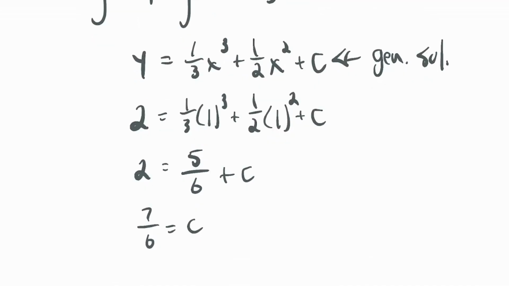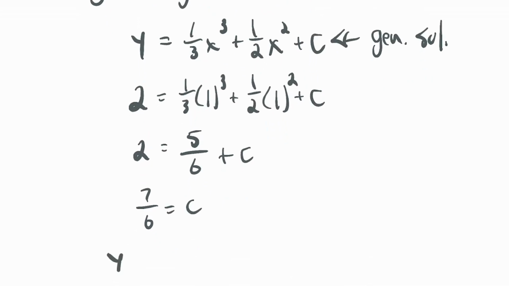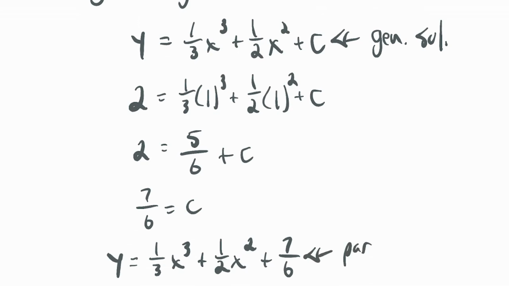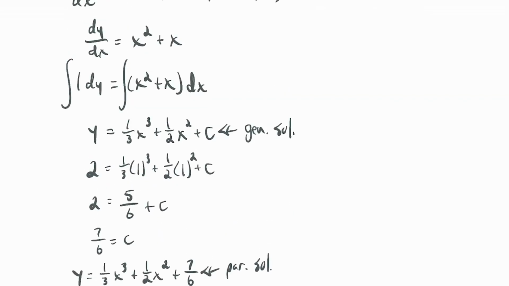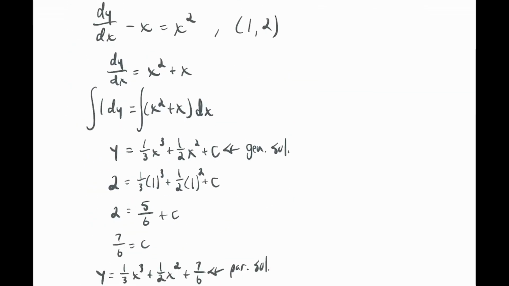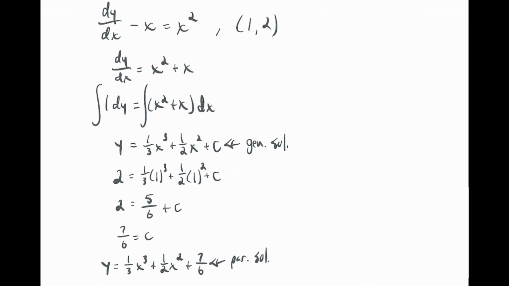Anyway, that means that my particular solution is y equals 1/3 x cubed plus 1/2 x squared plus 7/6. Okay, so there's my particular solution to the differential equation. So that is that example. This one was relatively simple, like the previous ones. In the next example, maybe the one after that, I haven't looked ahead just yet, soon we'll get to ones that are a little bit more complicated.